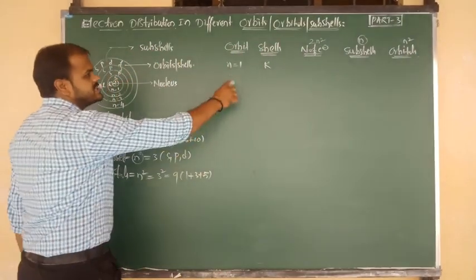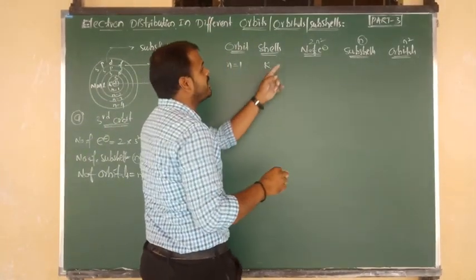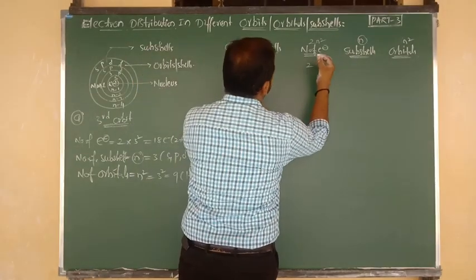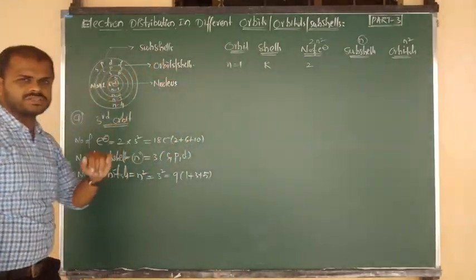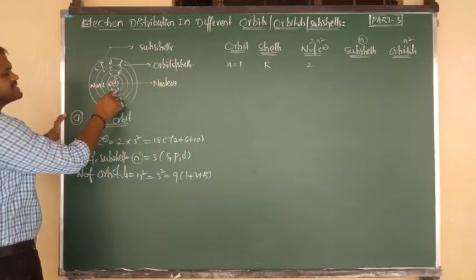Right. So this is nothing but n equal to 1, the first orbit, or we can say the K shell. How many electrons does it contain? 2 into 1 square. 1 square is 1, so the number of electrons in the first orbit is 2.